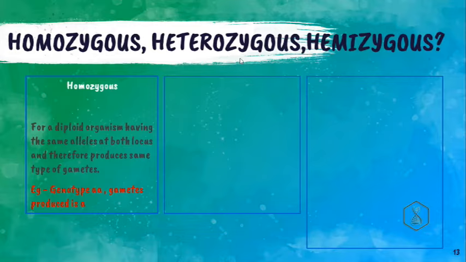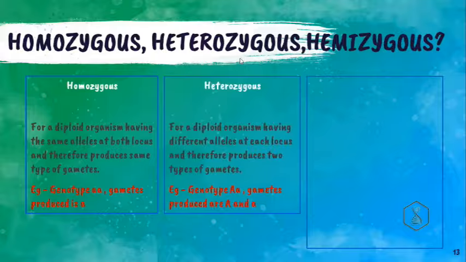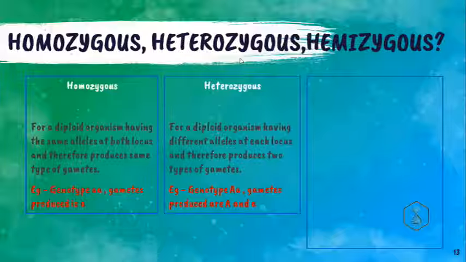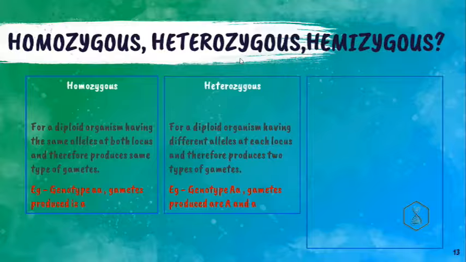What is the heterozygous condition? It is a diploid organism having different alleles at each locus, and therefore it produces two types of gametes. For example, the genotype capital A small a is composed of two different alleles, capital A and small a. Therefore, they are heterozygous in nature and produce two different types of gametes, capital A and small a.